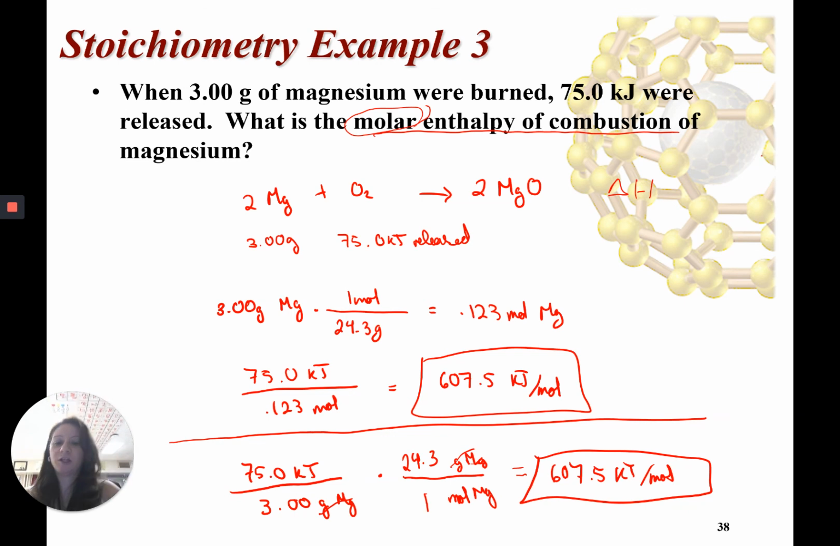So either way, you can use your units to cancel to get the units that you want, either this way or this way. But if you're given kilojoules and you want kilojoules per mole, you just basically divide by the moles.